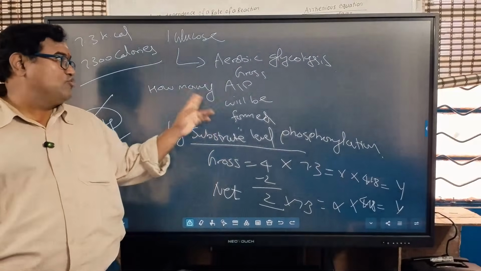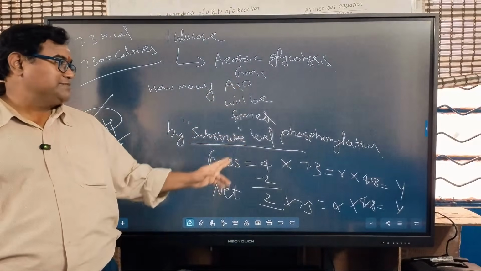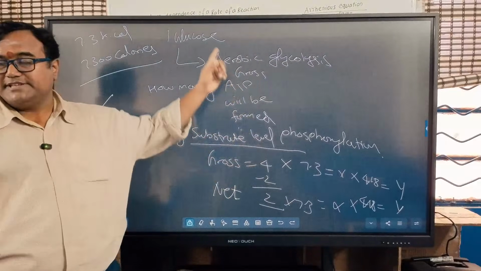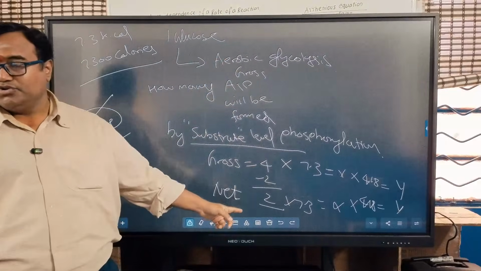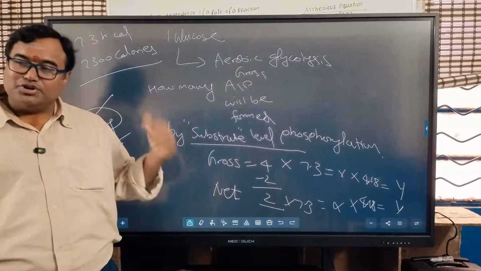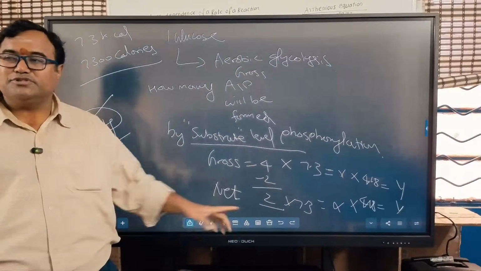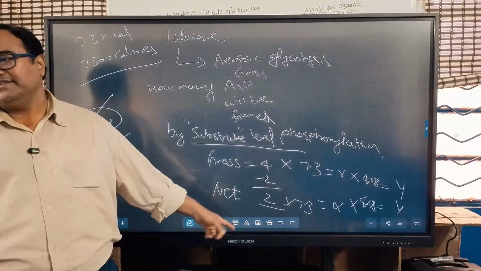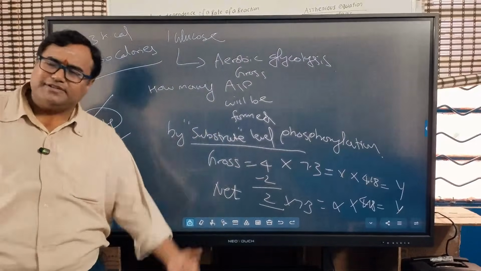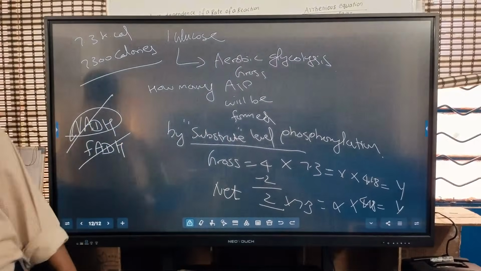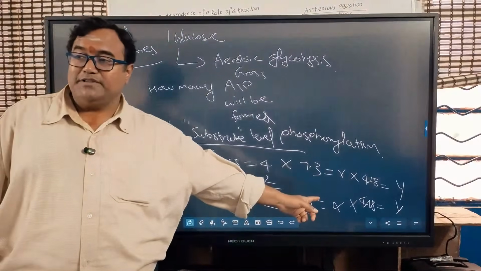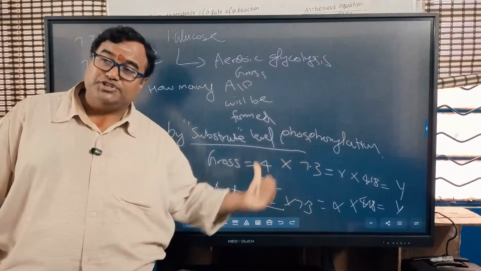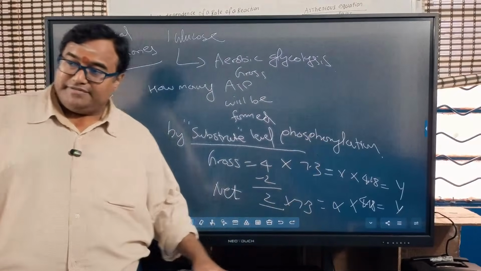First, they asked how many gross ATP will be formed by substrate level phosphorylation. They told gross, so you need to give the value 4. If they're saying net, you should give 2. Sir, if they mention neither gross nor net? Then you go for net. If they ask you to calculate kilocalories, you multiply with 7.3. If they ask for kilojoules, you use the other factor. Are you clear enough up to this point?